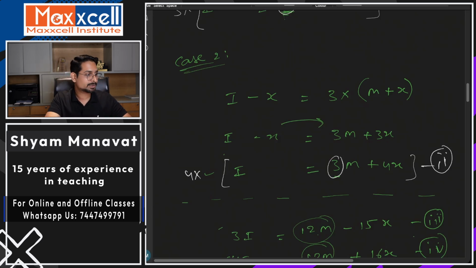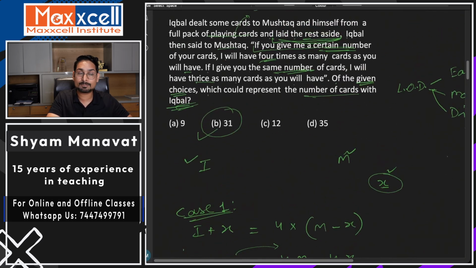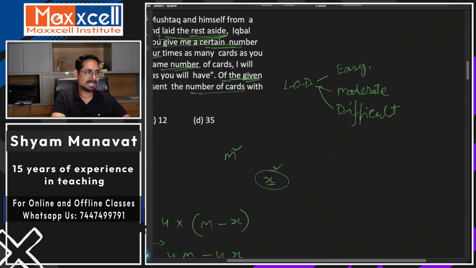But the good part is the question is not asking to find the number of cards with Iqbal or with Mushtaq. No, it asks which of the given choices could be the answer. So it is about possibility, right? Only this tweak, this twist in the story, should be understood well. Because of this I would give it a moderate difficulty level. What is your opinion? You can write in the comment box.